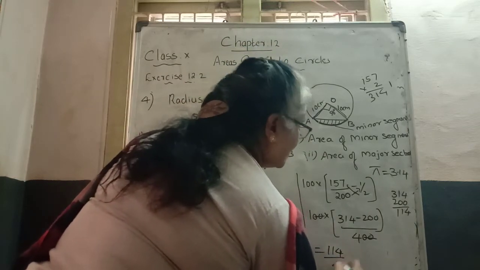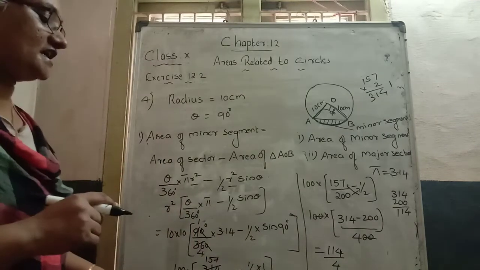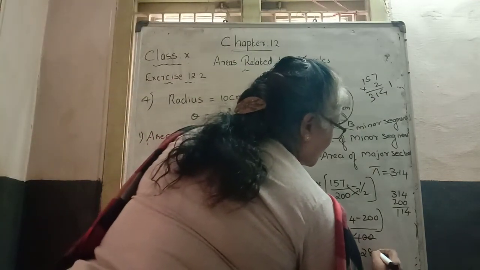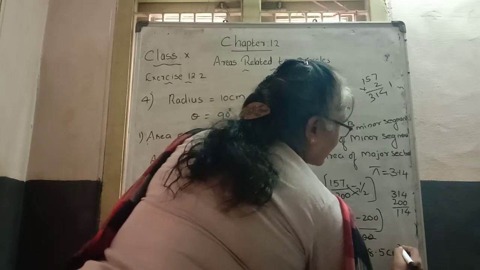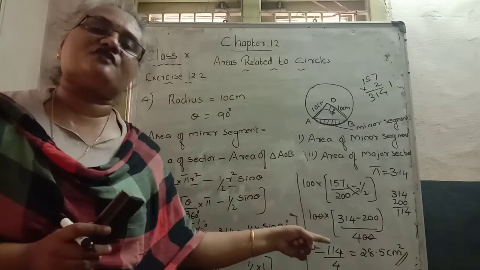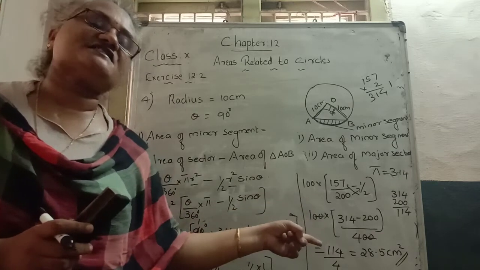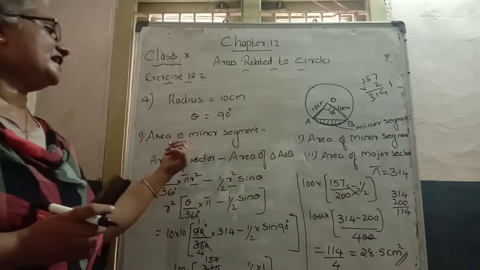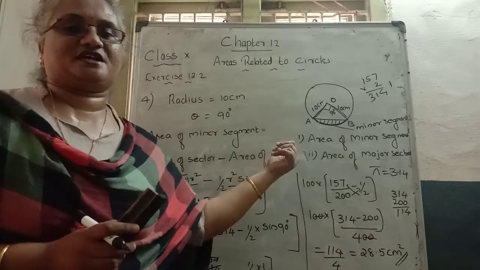114 divided by the denominator, which number is remaining here? 4 is the division. How much will come here? 28.5. Area is represented as centimeter square. So 28.5 centimeter square is the answer. I hope you can understand the first part, the area of a minor segment case.